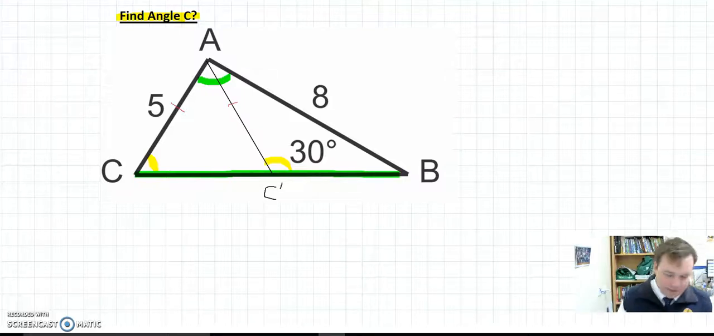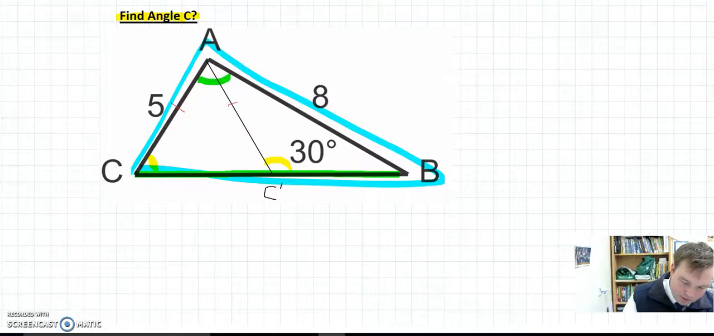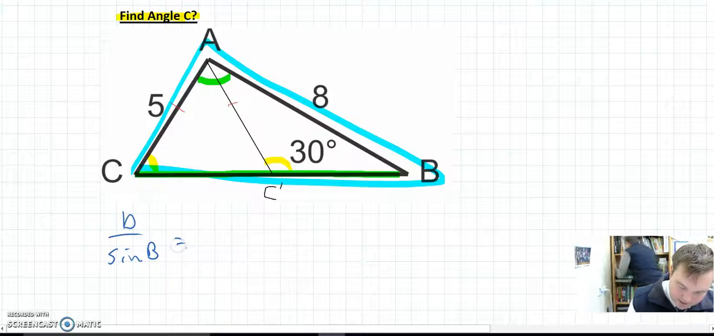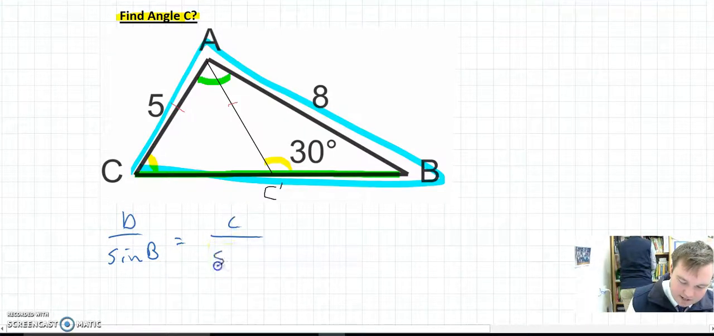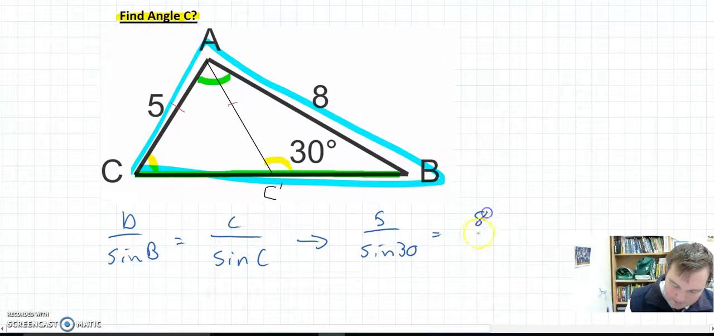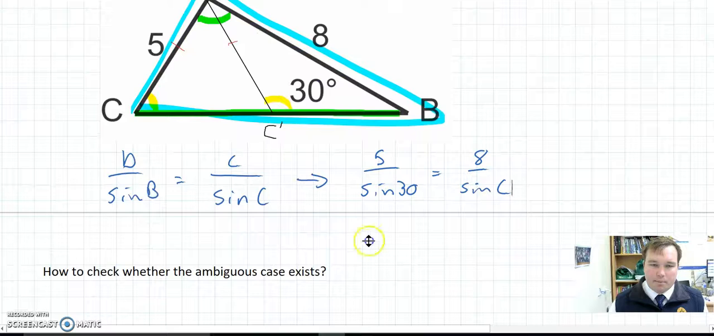So let's take the original triangle into account. If we take the original triangle into account, what we have is side B over sine of angle B equals side C over the sine of angle C. Substituting the numbers, we get 5 over sine 30 equals 8 over sine C. Right. And now we can do a couple of different things from here.